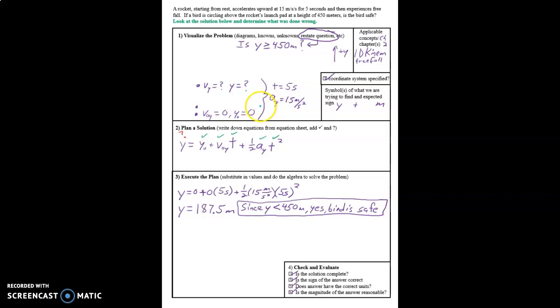Is it only going to go upward when the engines are on? When the engines are on, it has this acceleration of 15 meters per second squared. But it doesn't stop going upward the moment the engines shut off. Just like when you throw a ball upward, the ball doesn't stop going upward the moment your hand stops touching it. Once your hand stops touching the ball, then it's in free fall. It keeps going upward for a while. The same thing's going to be true here. So we need to draw that portion in.